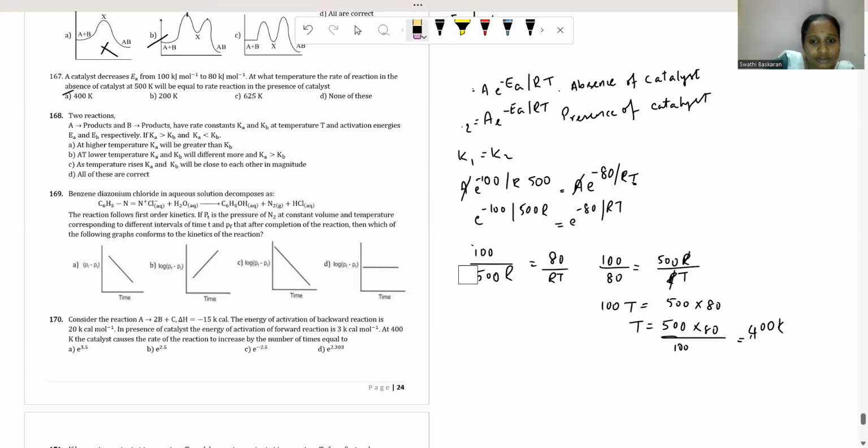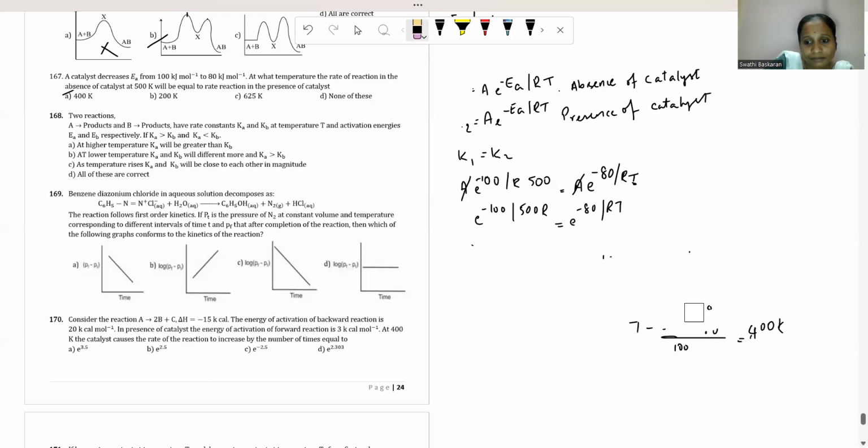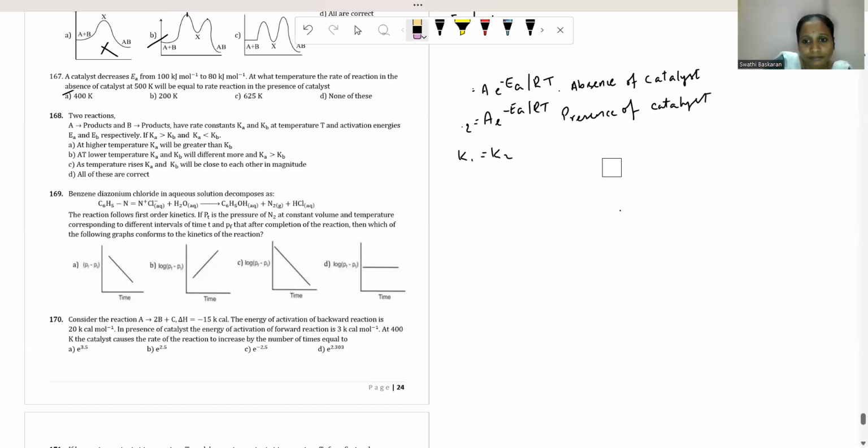Before which, let me also erase a little part of this. Okay, two reactions they are giving. A is giving rise to products and B is giving rise to products. They have rate constants Ka and Kb at temperature T, and activation energies Ea and Eb respectively. If Ka is greater than Kb and Ea is less than Eb.